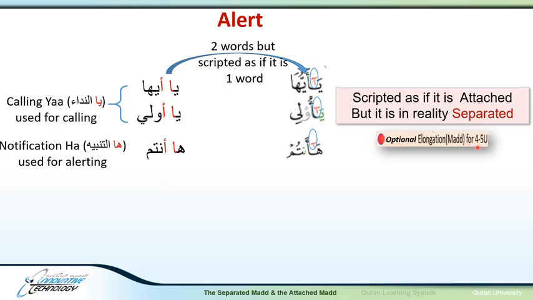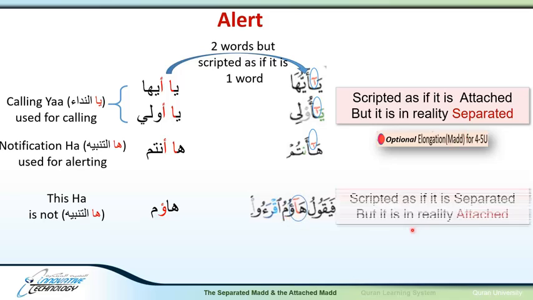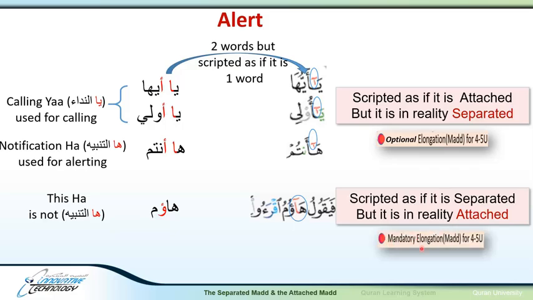Similar to the ha antum, there is ha at-tanbih, ha umu. It is in reality one word, but it might look in the Quran manuscripts as if it is ha umu, as if it is two words, making the reader think the separated med rule is to be applied, while in reality it should be the attached med rule, because it is originally a single word. So we have to apply the attached med rule of mandatory elongation for 4 to 5 units.